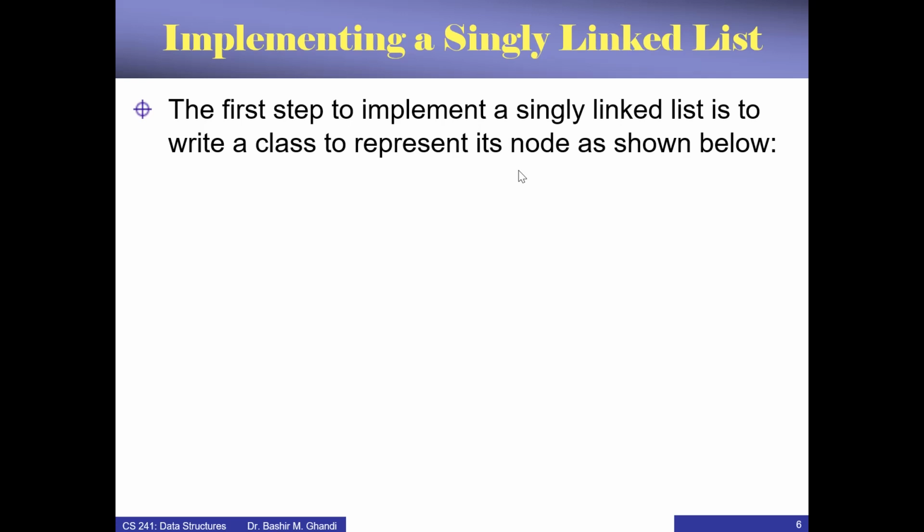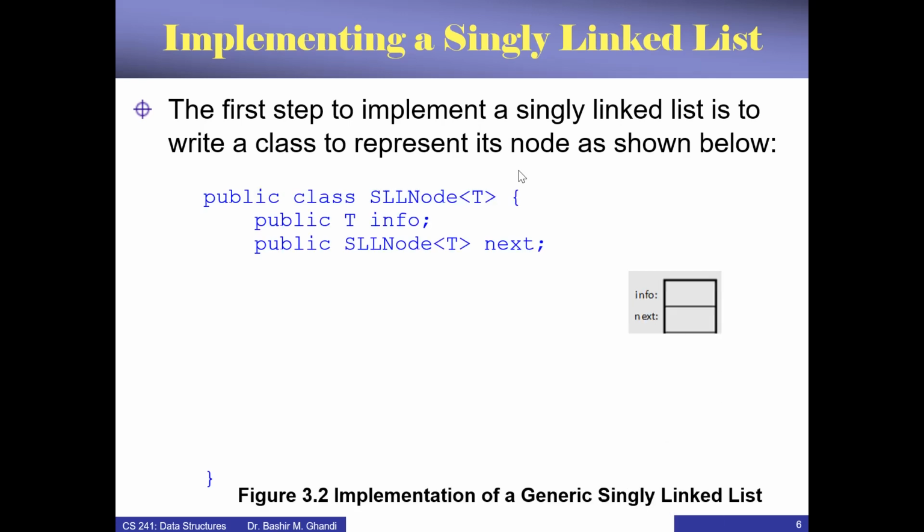Now if you notice, the node of a linked list has two variables. As we said, each node will have information and a link to another node. Therefore, when we define a class to represent a node, here we are calling it SLL node, meaning singly linked list node, we need to have two variables. Now our node is going to be generic because we want our linked list to be able to store any type of data. It could be integer, it could be double, it could be student objects, any kind of data our linked list should be able to store.